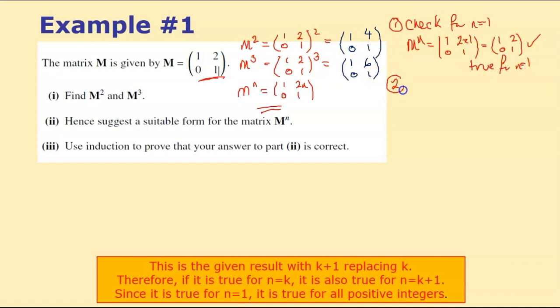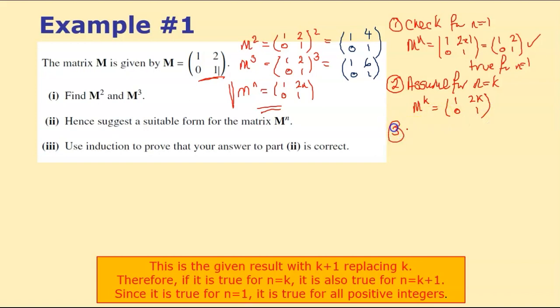Now number 2 is my assume. And whenever I do it, the mere fact I'm doing this now says perhaps you should always write this out as well. Make it crystal clear to the examiner what it is you're trying to do. And I'm going to assume this rule works for n equals k. And that basically just means repeating what I've written here, but with a new letter. And it says m to the k equals 1, 2k, 0, 1.